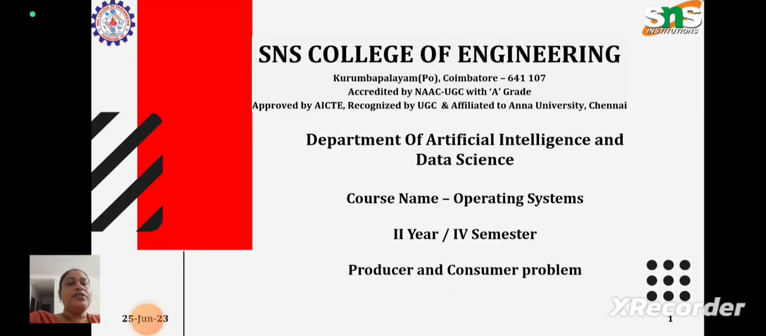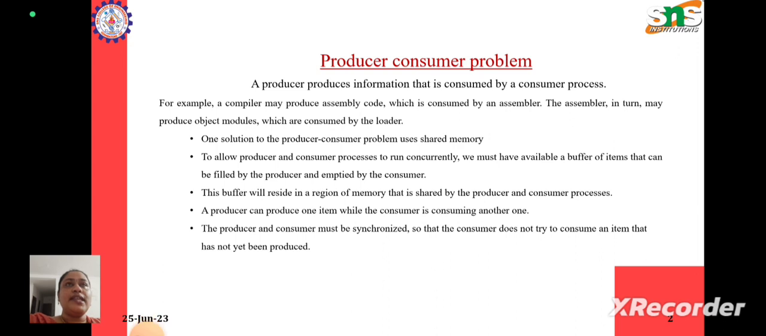Here we are going to read about the producer and consumer problem. This is an example of a classical synchronization problem in operating systems. A producer produces information that is consumed by a consumer process. There are two processes: one is known as the producer and the other as the consumer. The producer will produce information, and the consumer will consume the information that is produced by the producer.